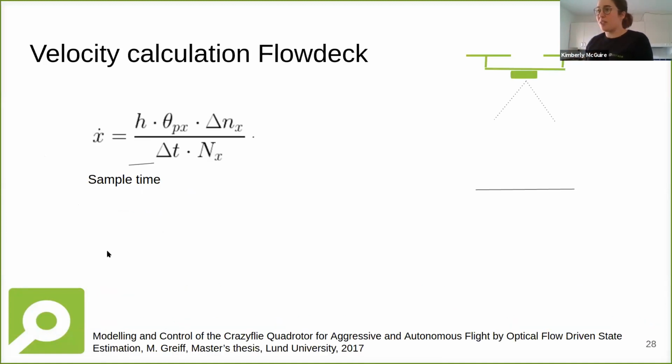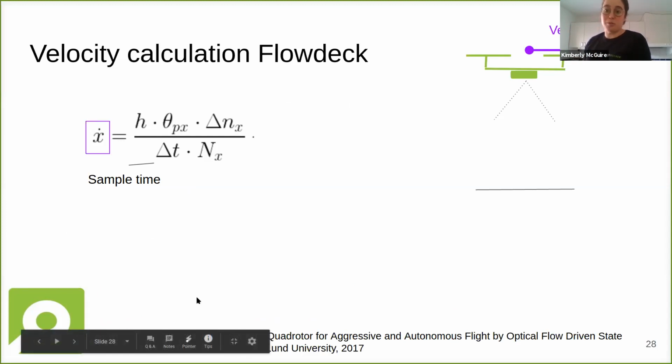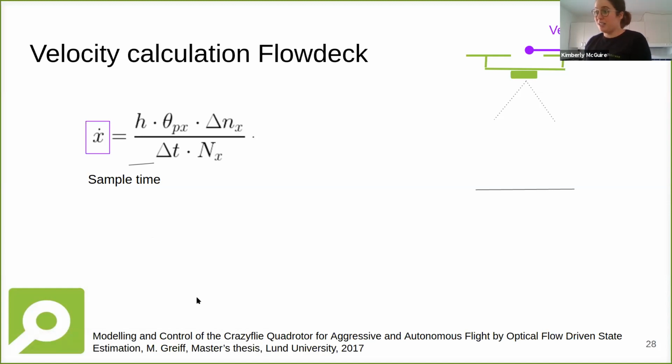Right, so you have here a nice equation. It shouldn't look too difficult, but let me explain what each of the elements are. So this is of course velocity, to be particular in the X direction. So what you want to do is to calculate the velocity by using the optical flow sensor and the height sensor. Of course you need a bit more data than that, but that is kind of the major goal of this formula. And that is what the measurement model is based on.